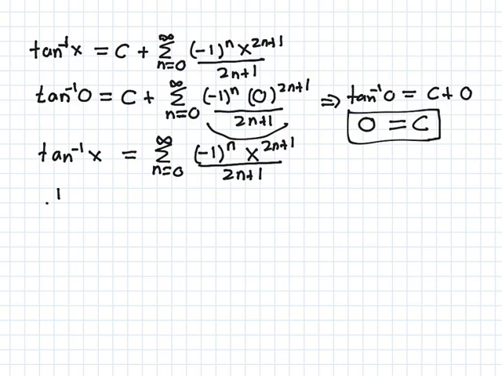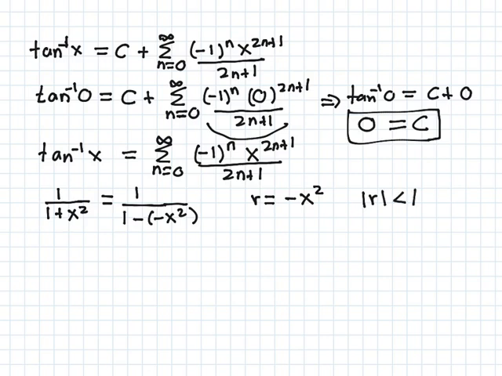The original series, 1 over 1 plus x squared, was actually the integrand that was integrated to produce the power series for arctangent of x. This original series is a geometric sum, so we rewrote it with a common ratio of minus x squared. A geometric series converges when the absolute value of the common ratio is less than 1. So the absolute value of minus x squared is less than 1.